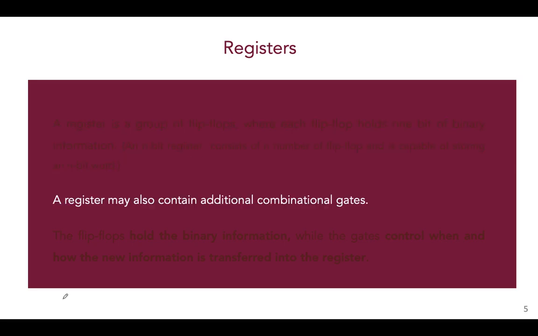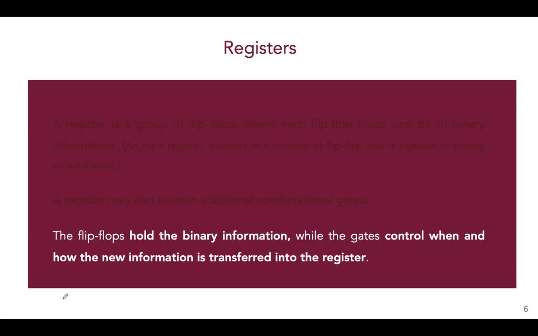On top of flip-flops, a register may also contain additional combinational gates. The flip-flops will hold the binary information within the register, whereas the gates will control when and how new information is transferred into the register. So within a register, the flip-flops serve as the storage units, and the gates serve as the control of how information flows in and out of these storage units. And that is what your register is.